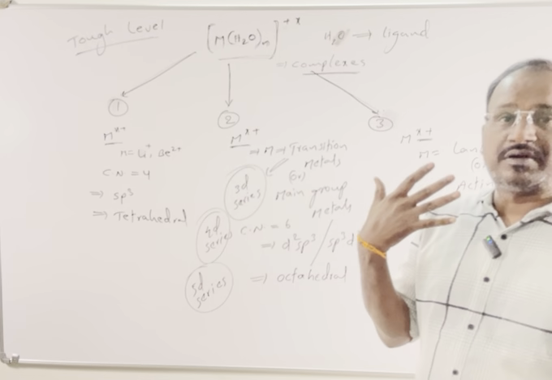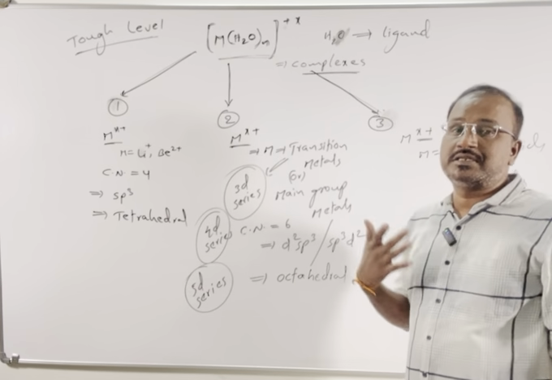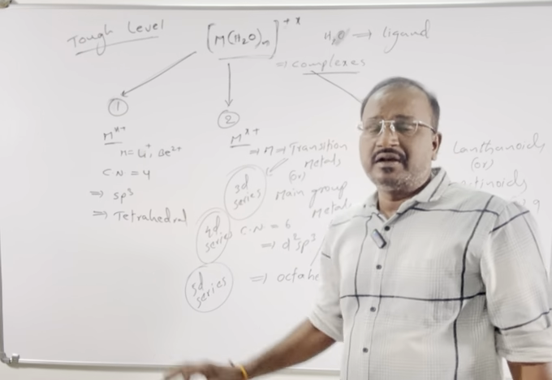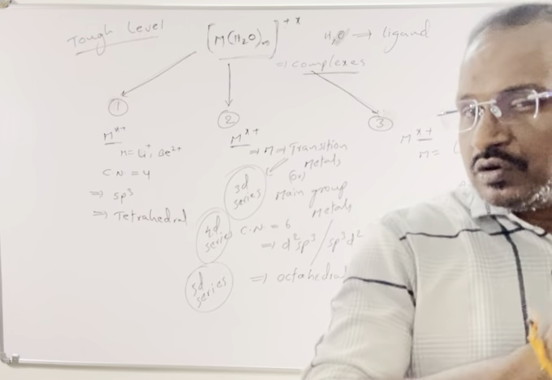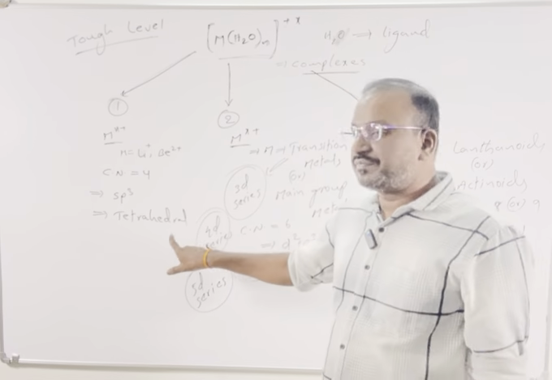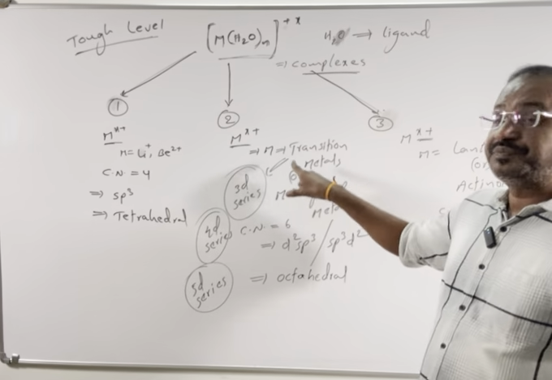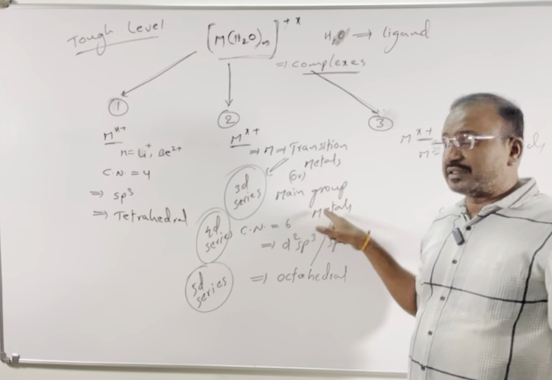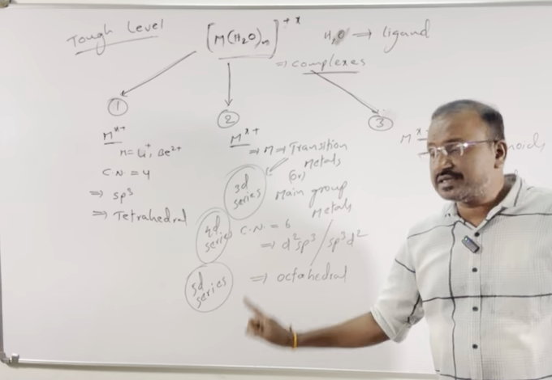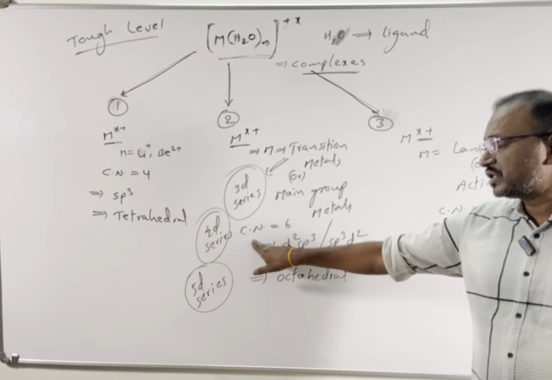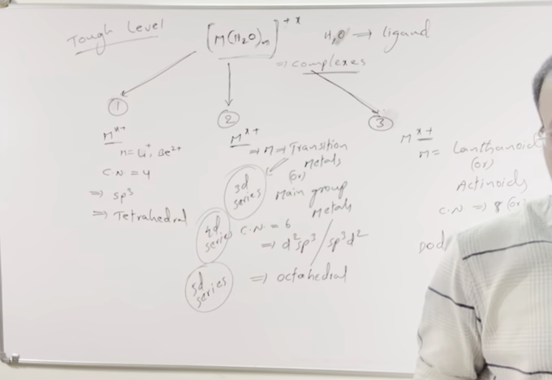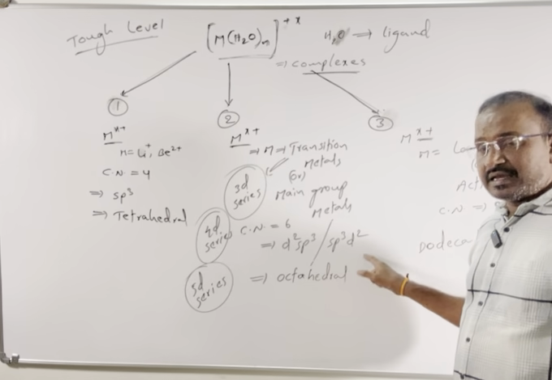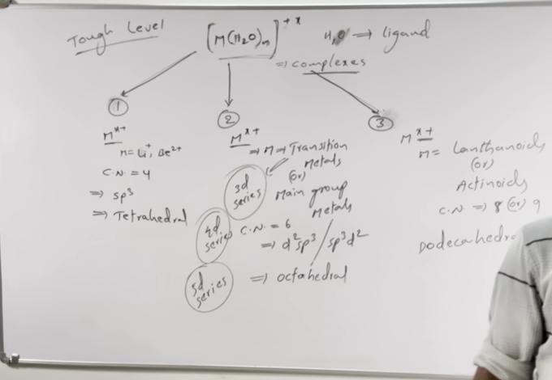Why? Because they do not have d orbitals, so they cannot exceed a coordination number of 4. If the coordination number is 4, definitely the hybridization will be sp3, with no chance of other hybridization, and the shape will be tetrahedral. And if M is a transition metal, it may be from the 3d series, 4d series or 5d series, and the coordination number may be maximum up to 6. Up to 6, and the hybridization may be d2sp3 or sp3d2, and octahedral will be the shape.